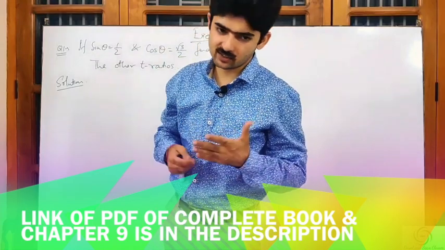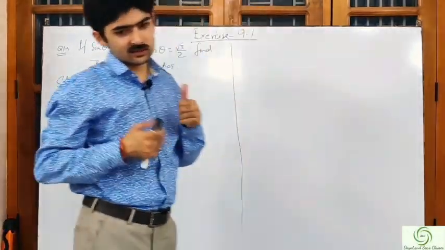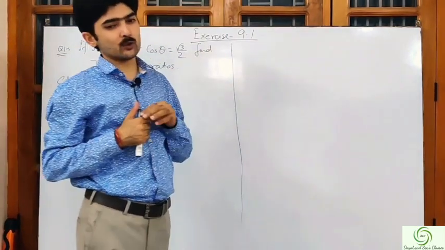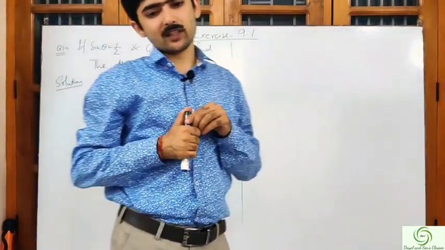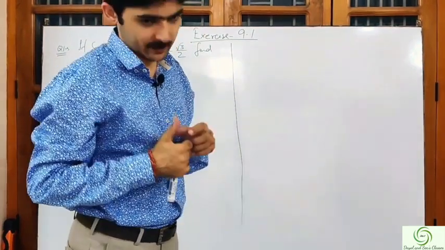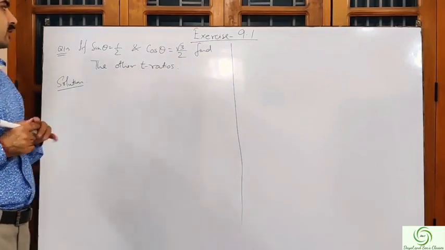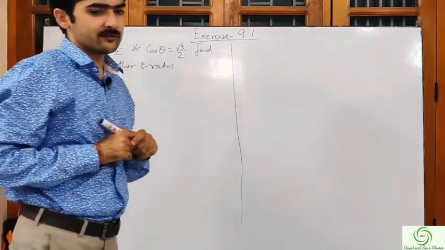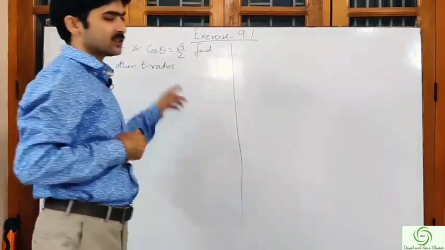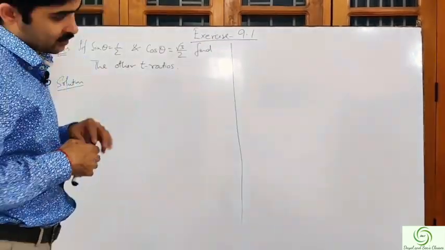We will start exercising trigonometric ratios. Let's start with our first exercise 9.1 from Understanding of Mathematics by ML Aggarwal. Let's begin. The first question says, if sin theta is equal to half and cos theta is equal to root 3 by 2, then find the other t ratios. T ratio means other trigonometric ratio, that is tan theta, sec theta, cosec theta and cot theta.